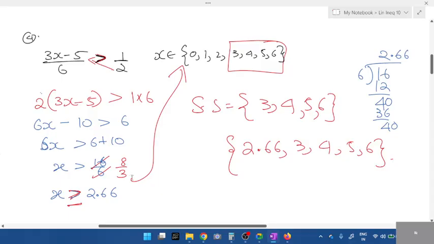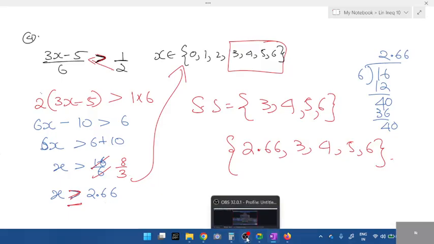Okay. Obviously, 2.6 is greater than 2, right? So we don't take that.